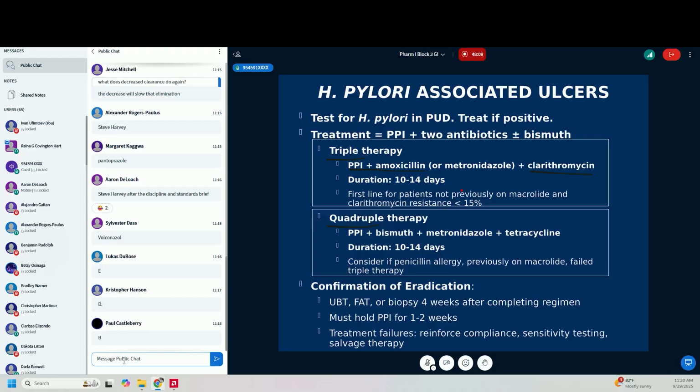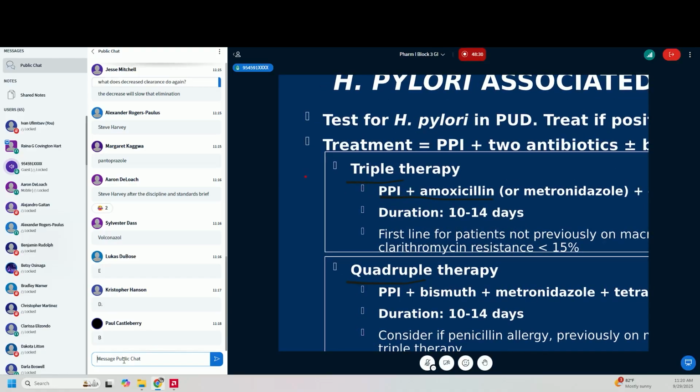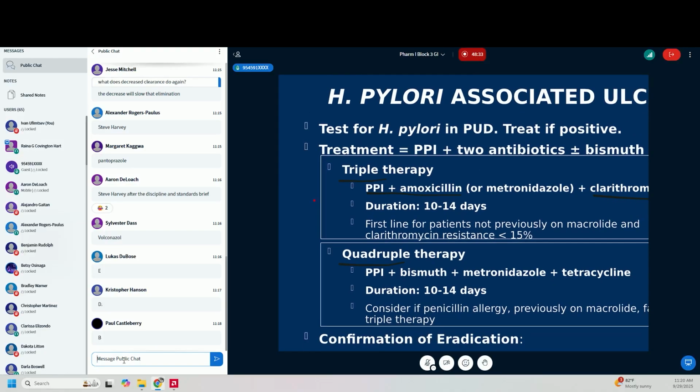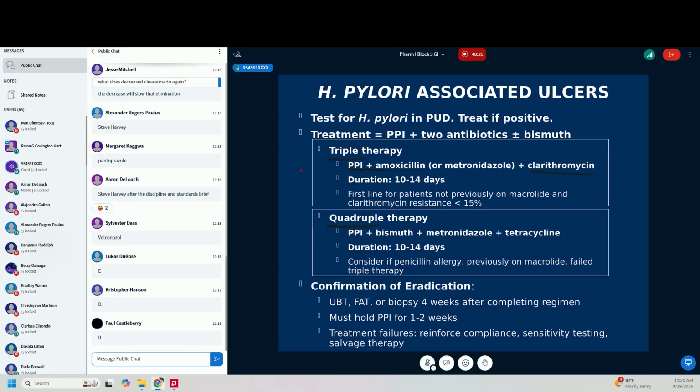Your PPI is always on board. Duration, still the same. And then you see again, typically when we say previously, we're talking about within the last 30 days of some other type of antibiotic use. So your triple therapy is usually your first option, and then your quadruple therapy is typically going to be what you do second, okay? There are little caveats, but I just want you to remember it in that simple way.